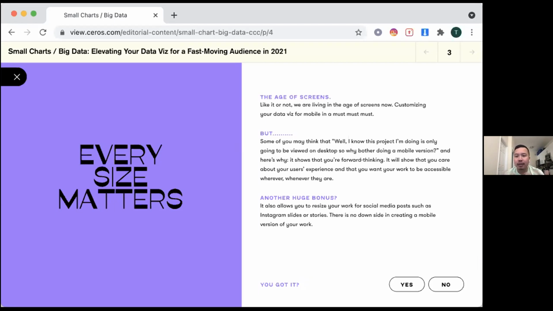And some of you may think that, well, I know this project is not going to be viewed on mobile for sure. So why do I need to do a mobile version? Well, it shows that you're forward thinking. It will show that you care about your user experience and you want your work to be accessible wherever, whenever they are. And another huge bonus is that it allows you to resize your work for social media posts, such as Instagram slides or stories or Twitter. There's really no downside in creating a mobile version of your data viz.